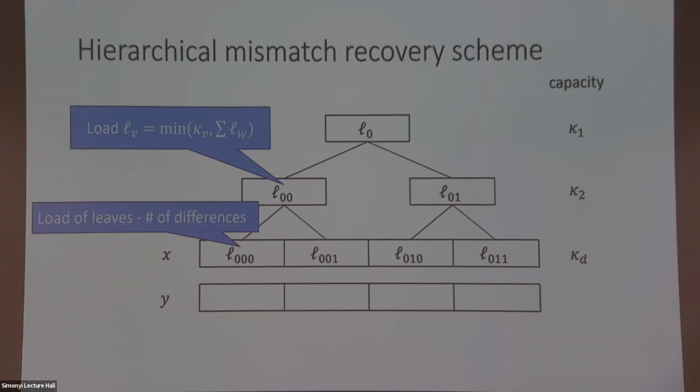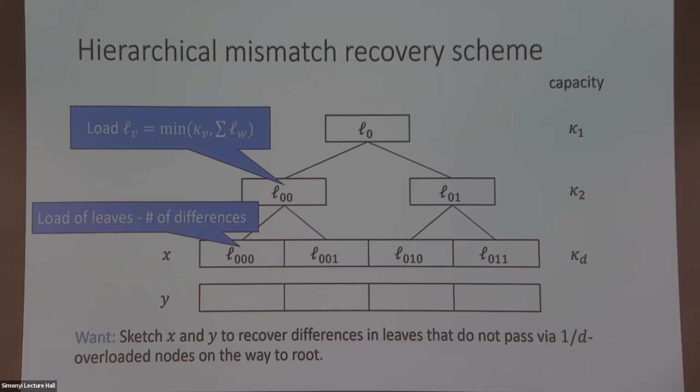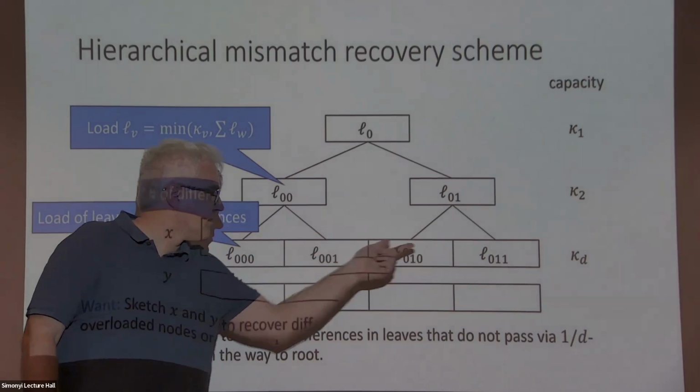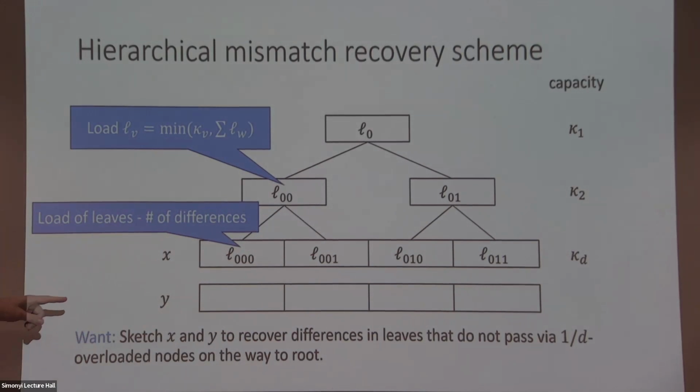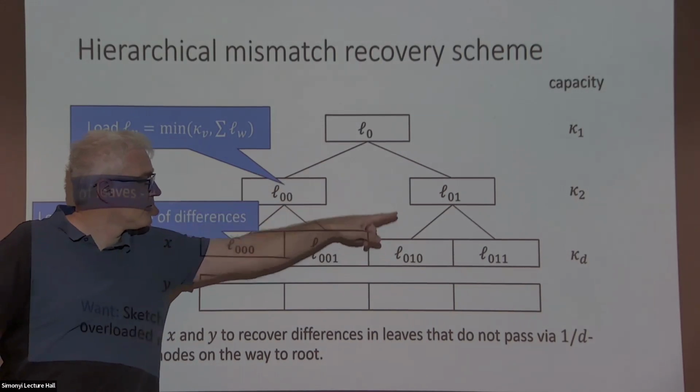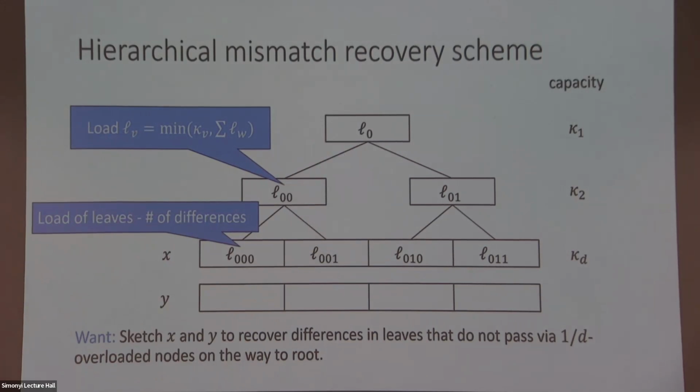So that's what the hierarchical mismatch recovery stands for. The goal is to sketch x and y in such a way that you can recover the blocks which don't contain too many errors, and where the path to the root along those nodes is not overloaded. Being not overloaded by a factor of 1 over d technically means that your load is below your capacity by at least a 1 over d factor. You can imagine that this kind of gadget can be constructed, and that's exactly the gadget we need.